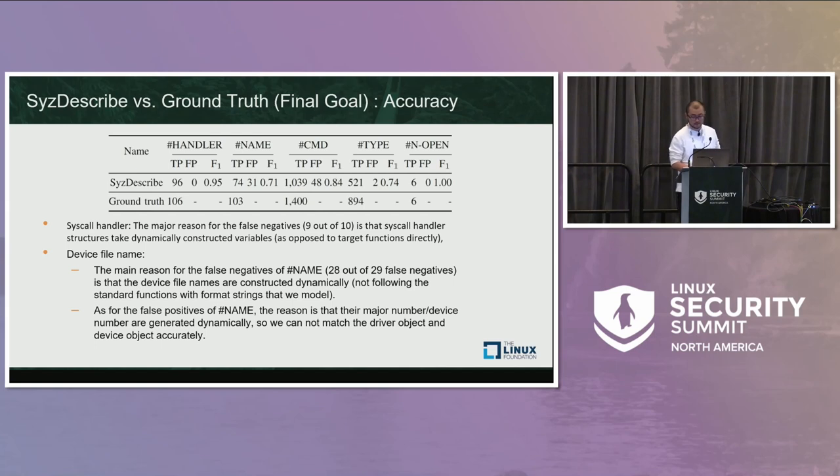Then we inspect the gap between SysDescribe and the ground truth, and summarize the reasons, which will be helpful for the future improvement of SysDescribe. For the Syscall handler, the major reason for the false negative is that the Syscall handler structure takes dynamically constructed variables. For the device file name, the main reason for the false negative is that the device file names are also constructed dynamically. As for the false positive, the reason is that their major number or device number are generated dynamically, so we cannot match the driver object and device object accurately.